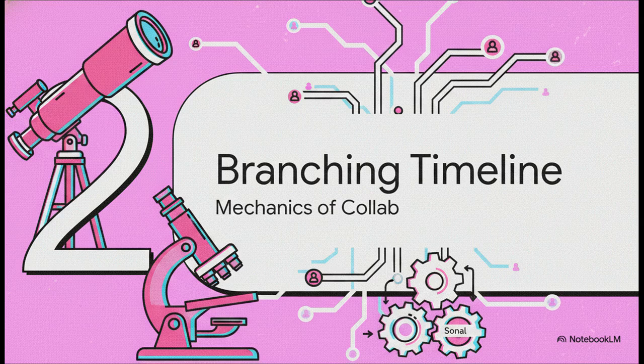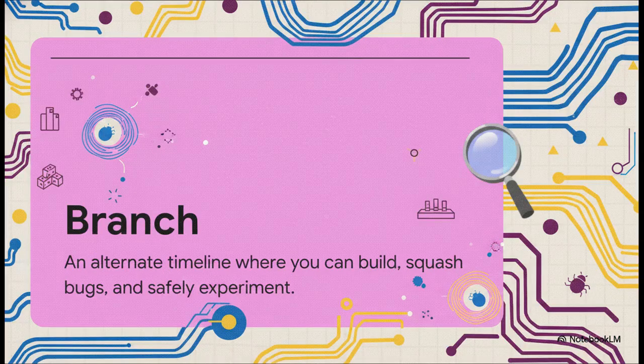Moving on to section 2, branching, your alternate timeline, the mechanics of collaboration. Okay, so we've looked through the telescope, now let's pull out the microscope. How do developers actually work together without constantly stepping on each other's toes and creating total chaos? Well, senior software engineer Sanal uses this really helpful analogy to explain it. The branch. Think of a branch like a sci-fi alternate timeline. It's this parallel space where you and your team can build new features, squash pesky bugs, and just safely experiment, all without breaking the main project. You're working perfectly in parallel.